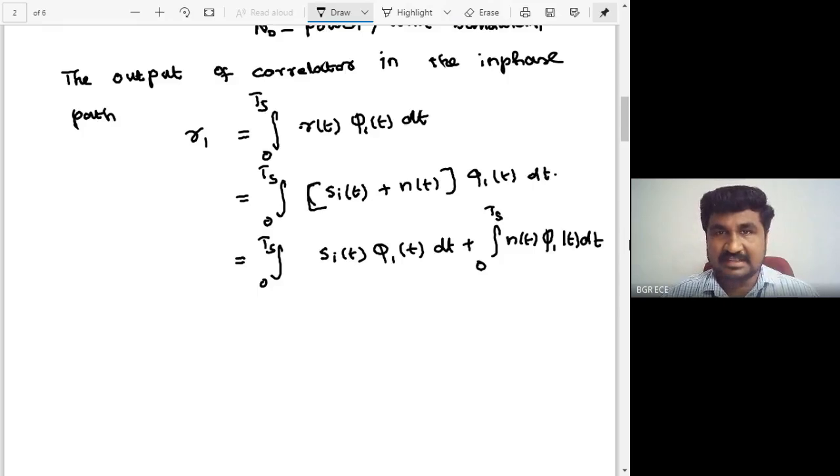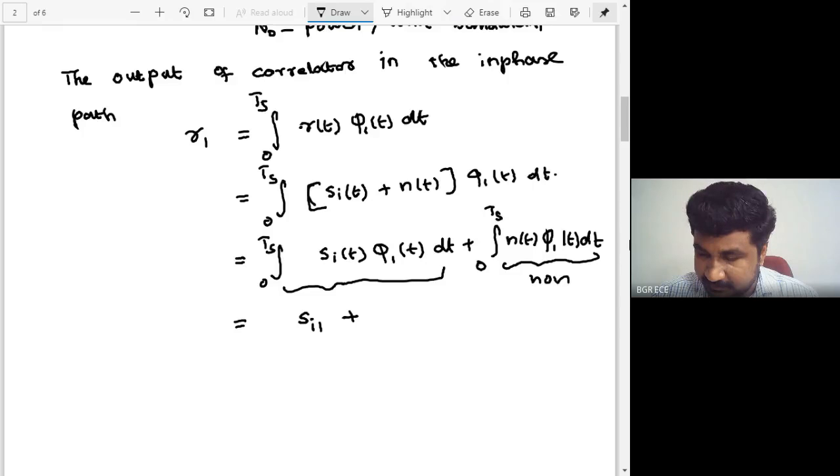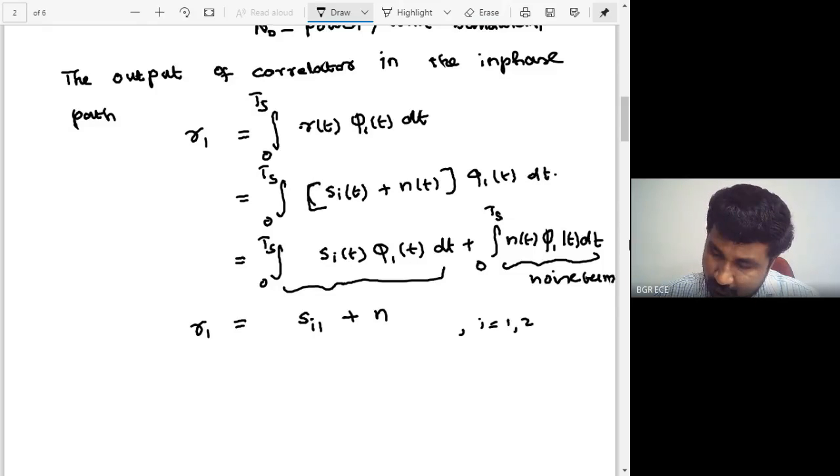The first term is the message point, which represents the correlation between si(t) and phi 1(t), and is represented by si1. The second term is the noise term, and it is represented by the noise n1. So this is R1, where i is equal to 1 to 4.